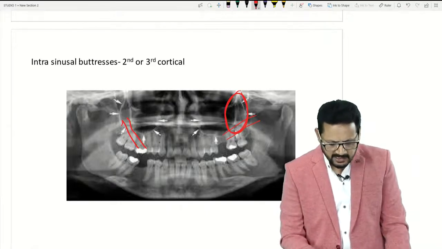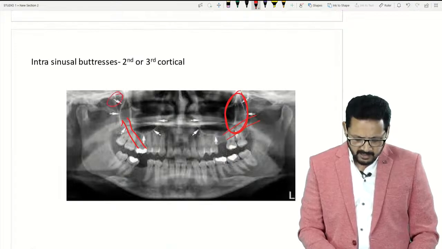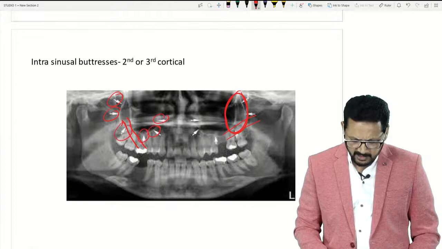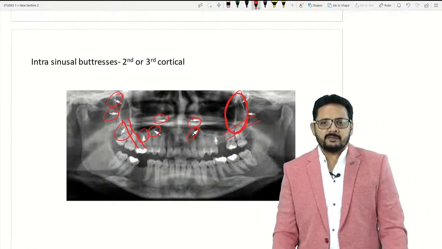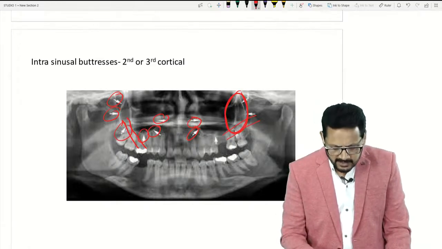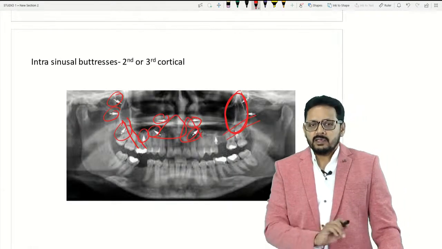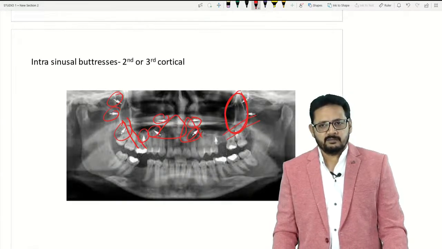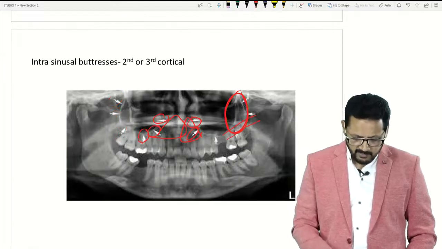So these intrasinusal buttresses, these are all the arrow marks that are there, right? These are all showing you the intrasinusal buttress region where there is a thick cortical bone. You can actually happily place implants in those regions. Now if you see, this entire area is a canine fossa region. So don't leave that area. You have to put the maximum number of implants into that area. Okay? So these are all the retention points related to the maxilla.